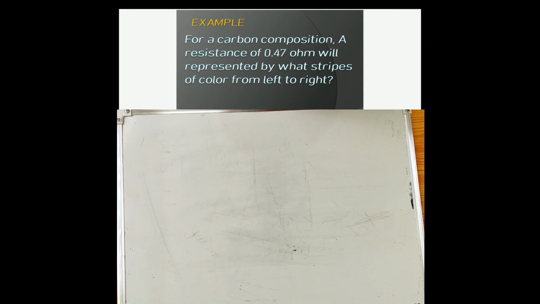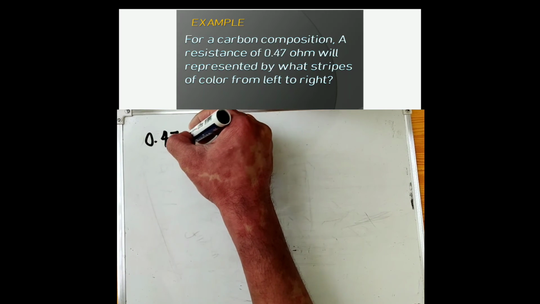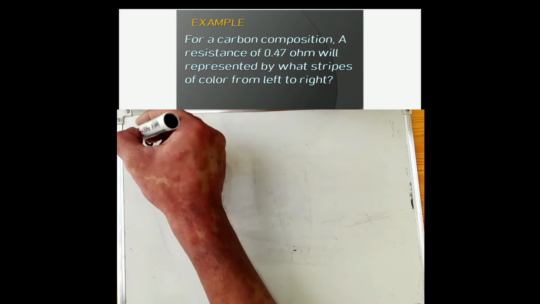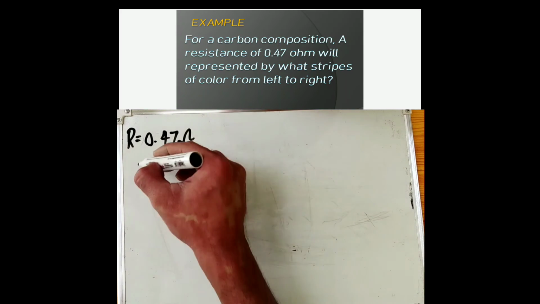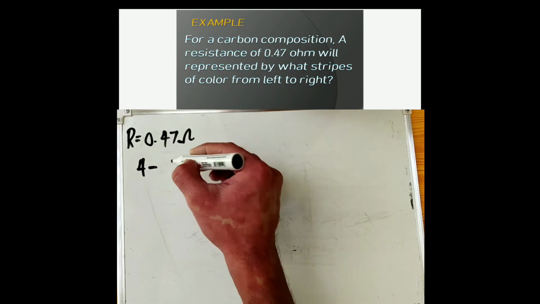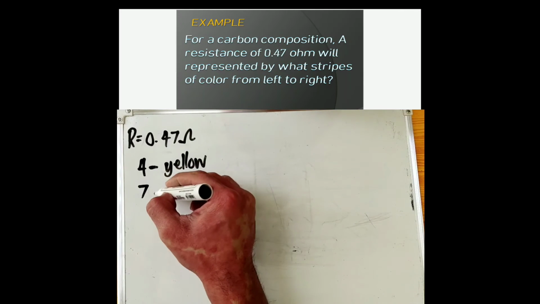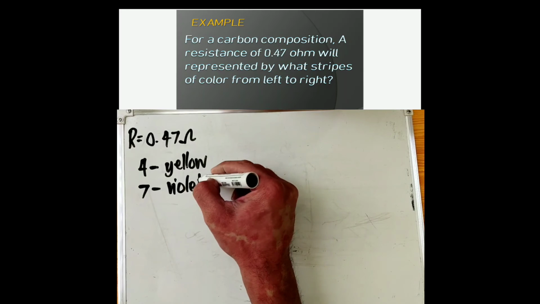So for the resistance color coding, we are asked to find the color code of a 0.47 ohm resistor. Paano yun? Ideally, for the resistor which has a value of 0.47 ohms, 4 is the first digit, so that is yellow. 7 is the second digit, that is violet upon looking at our table.